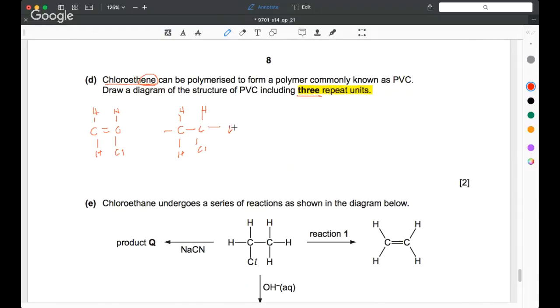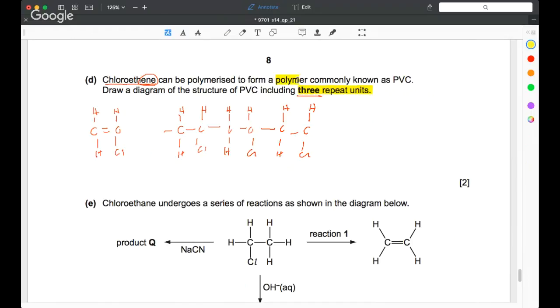So let's draw another one. It's a bit messy because of my computer pen. It's alternating, isn't it? Hydrogen, chlorine, hydrogen, chlorine, hydrogen, chlorine. So hydrogen and chlorine. Then there's another repeat unit, hydrogen, chlorine, and that's hydrogen, hydrogen.